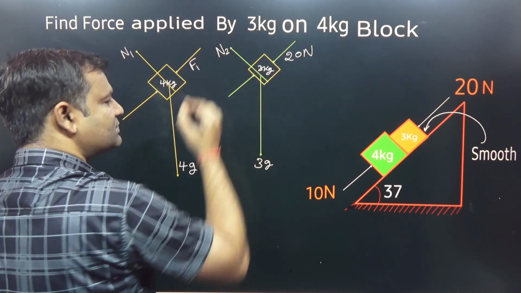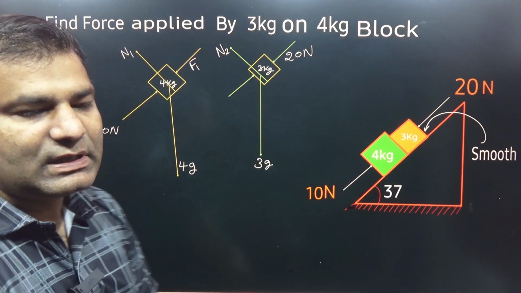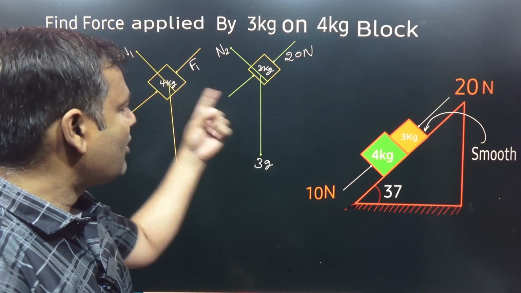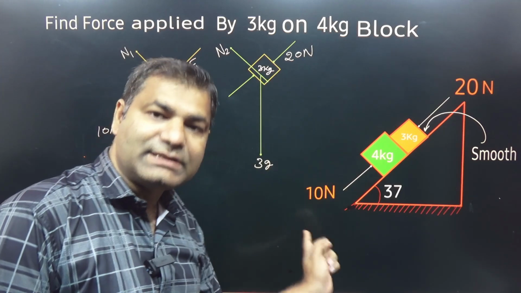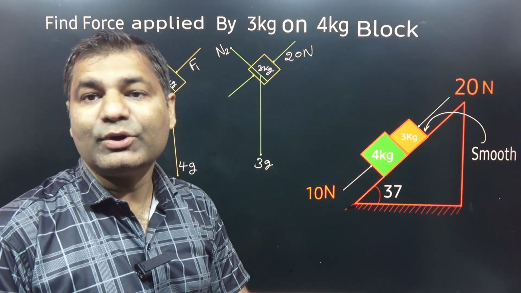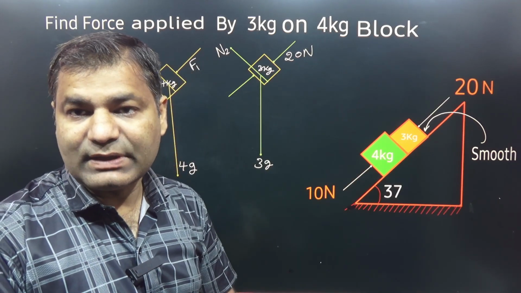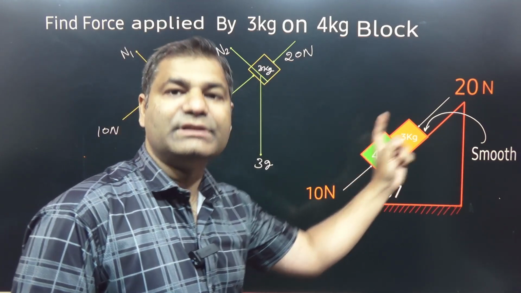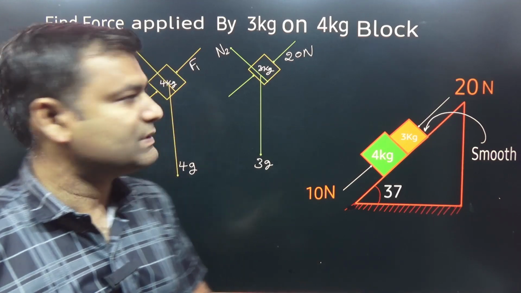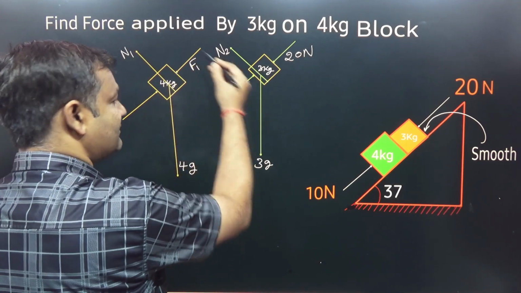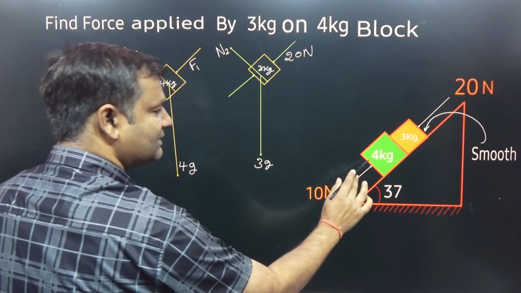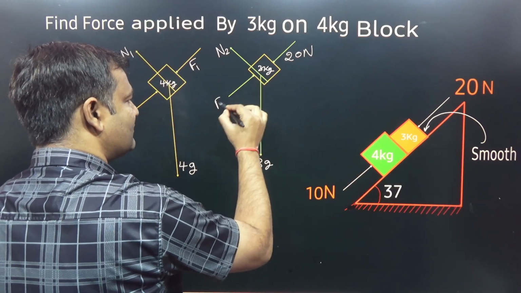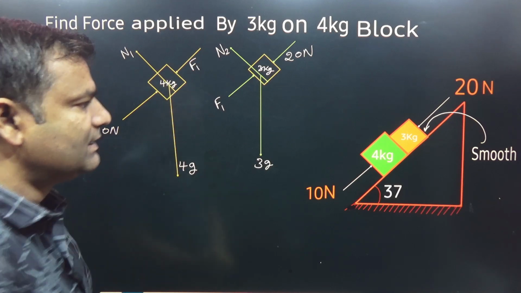After that, what about the force of the 4 kg block on the 3 kg block? If the 3 kg block applies F1 on the 4 kg block, then the 4 kg block also applies F1 on the 3 kg block. Why? Because of Newton's third law, action and reaction. But the direction is opposite. If that direction is F1 like that, then the force by the 4 kg block on the 3 kg block is represented like that. That is F1.